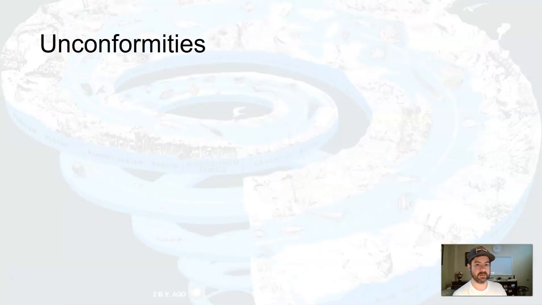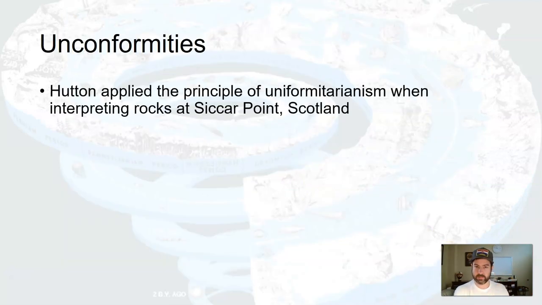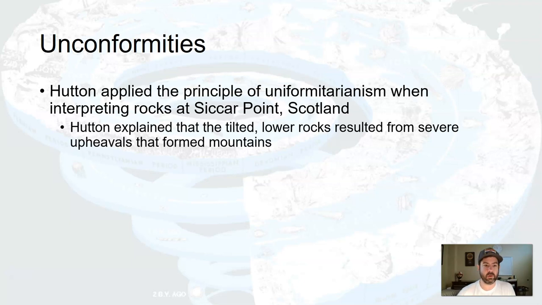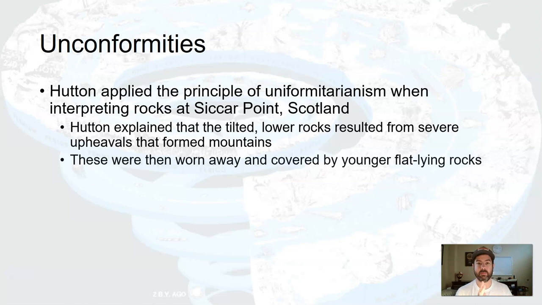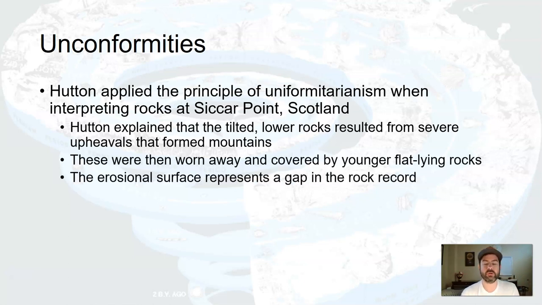That's what an unconformity is. So Hutton, again, applied the principle of uniformitarianism. What happened in the past happens in the present and vice versa when interpreting the rocks at Siccar Point. He explained that the tilted lower rocks resulted from severe upheaval that formed maybe mountains, maybe some sort of convergent boundary, and these were then ground down and covered by those younger flat-lying sediments and sedimentary rocks.